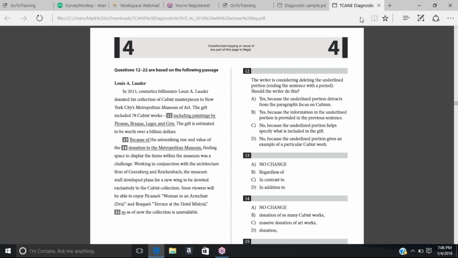Thus, choice C and D are the no answers. Don't delete them, keep them in. What's wrong with D, though? C is the right answer. D says no, because the underlined portion gives an example of a particular cubist work. But it doesn't. There is no example given. We don't see Braque with some square inside of a beach with sand. I don't see an example being described. So don't let the SAT push you around and say, oh, it gave an example of a cubist work when it didn't. C is the right answer.